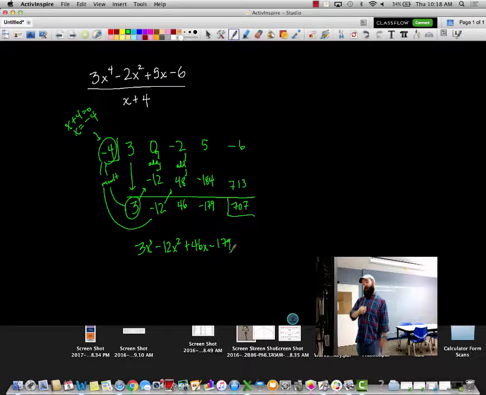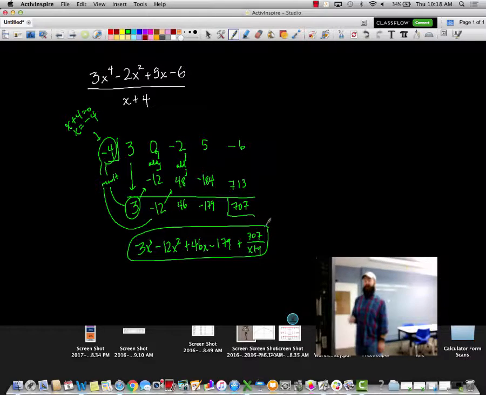And then the 707 is the remainder, which we put over the divisor, which is not -4, but x plus 4. And there's your answer. That's how synthetic division works.